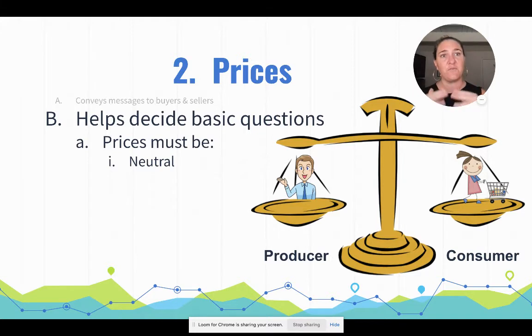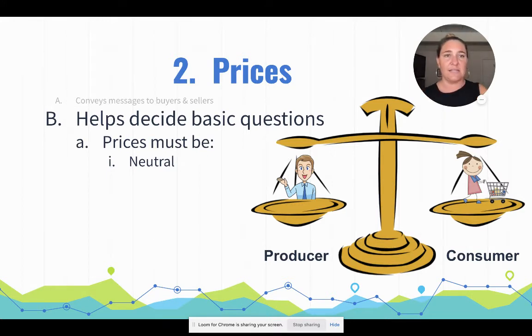There also must be free interaction between the producer and the consumer. And we'll talk about that in a little bit too, this idea of what's called voluntary exchange. Okay, consumers and producers must be free to interact and must be able to choose to interact. And so we'll talk about that as well.